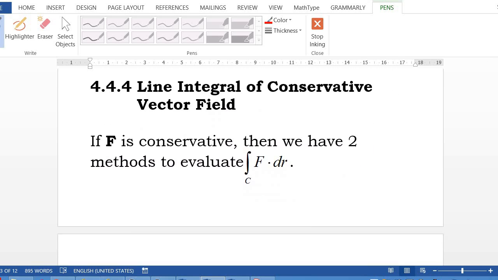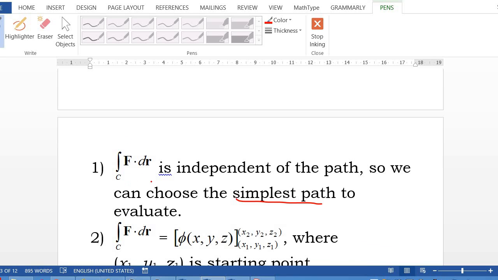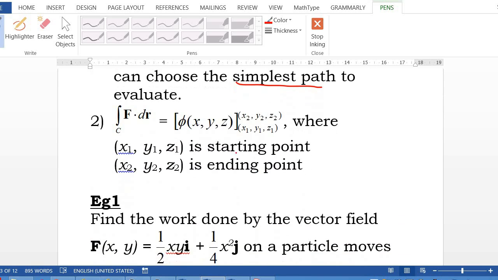And then the line integral of a conservative vector field. If F is conservative, then we have two methods to evaluate the line integral of F dot dr across the curve C. If F is conservative, then the line integral is actually independent of path. Means, in the previous lectures, we have shown that the line integral is actually dependent on path. Different paths will give you different answers. But if F is conservative, the line integral is independent of the path. So we can choose the simplest path to evaluate your line integral of the vector field. Or you can use the potential function: by finding the potential function, then evaluate the potential function from the starting point to the end point to find the line integral.